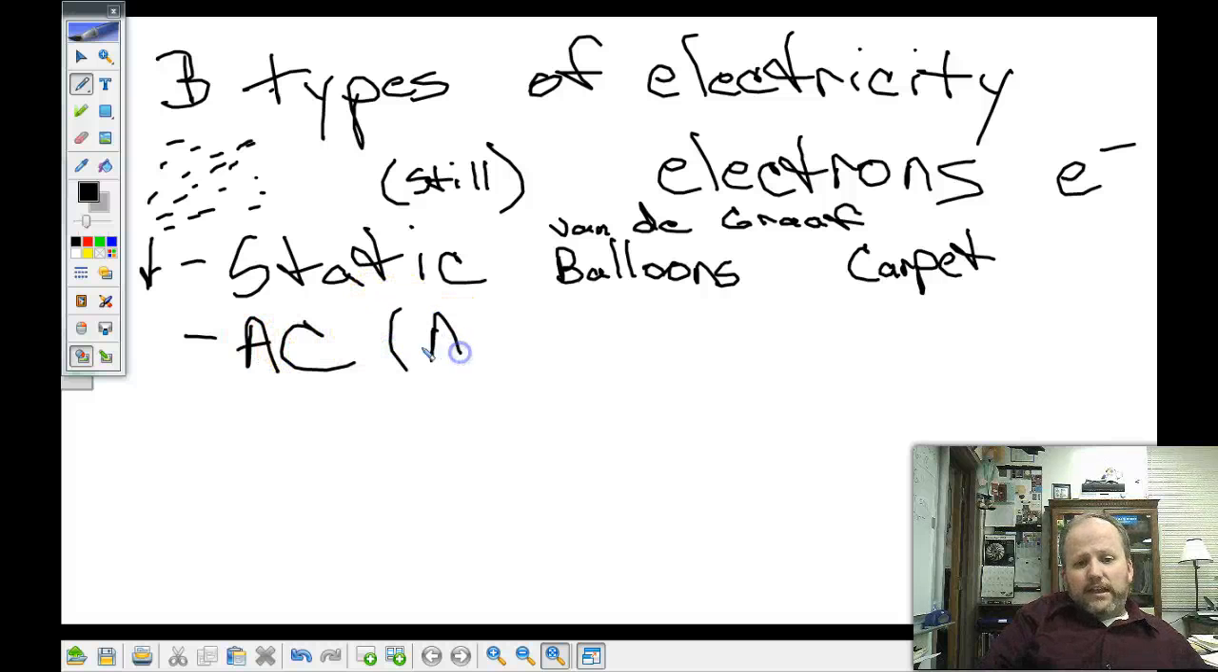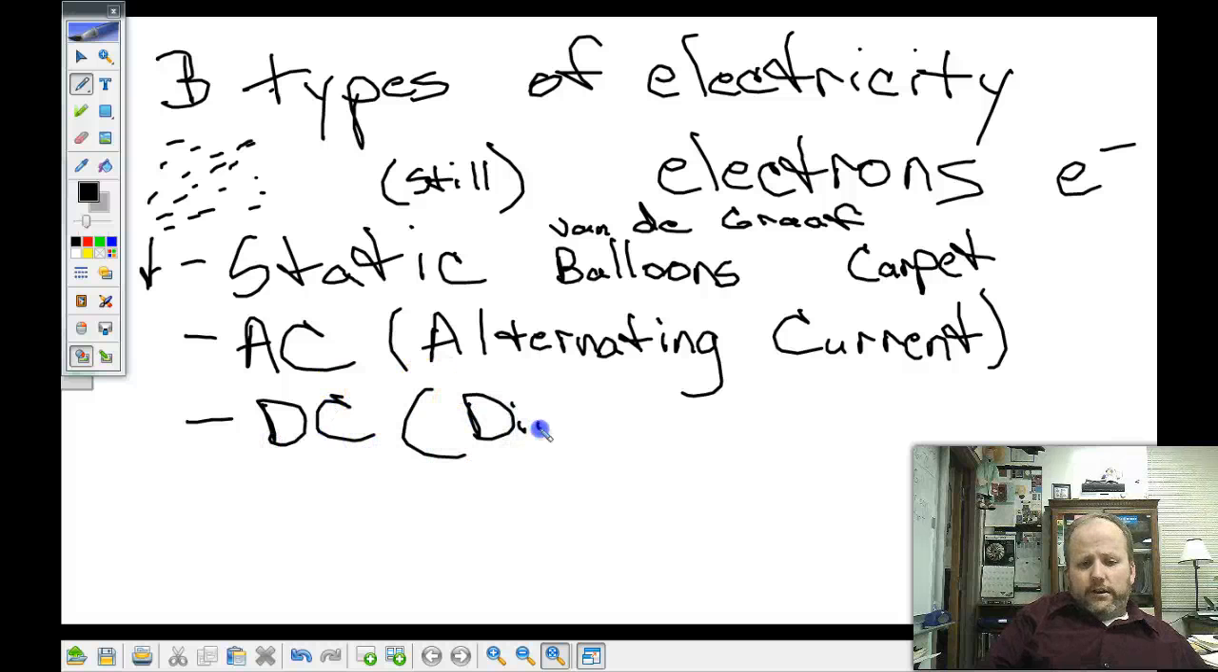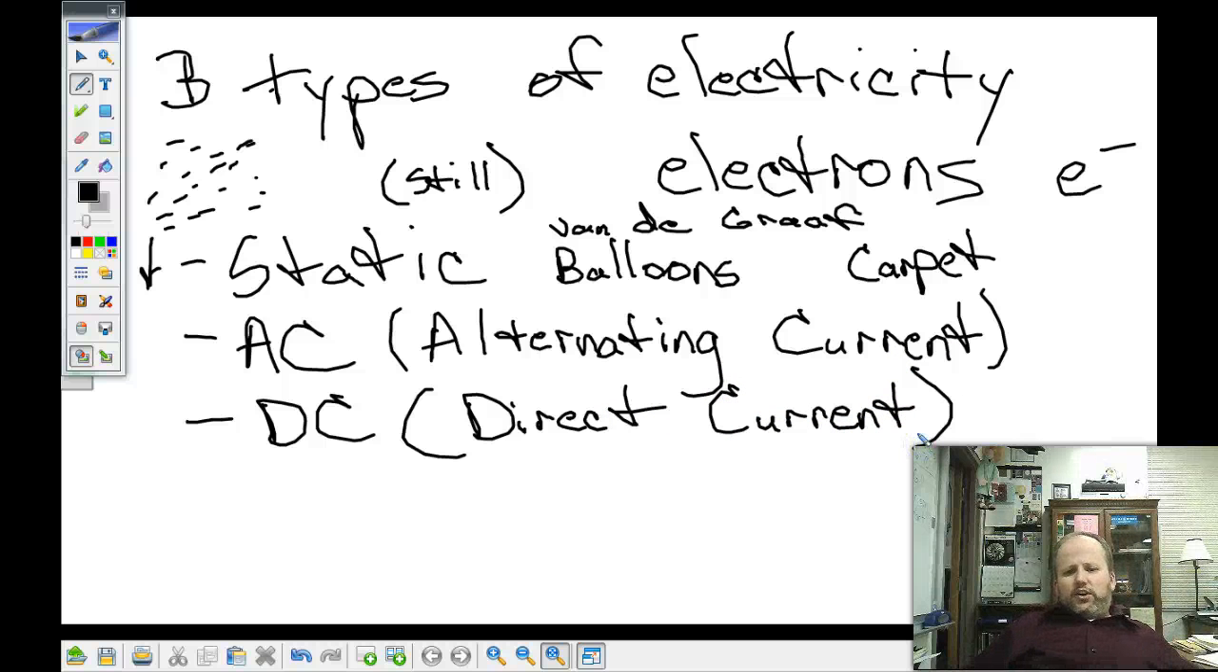AC, which is alternating current, and DC, which is direct current. Now, we could spend hours, days, talking about the history of alternating current and direct current. But the main thing I want you to know about alternating today is the fact that that is what comes out of a wall outlet. And DC is what comes out of a battery.